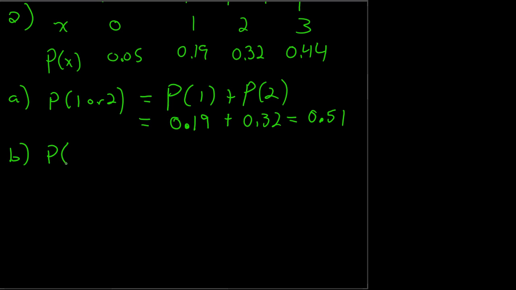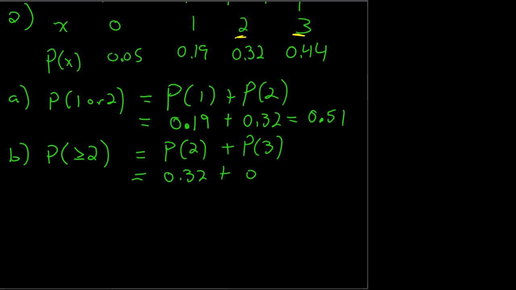Now the second question asks the probability of selecting a household that has 2 or more, so that the probability is greater than or equal to 2. Well, if I look up here, the only probabilities I have that are greater than or equal to 2 are these two probabilities, 2 and 3. So for this, I want to add the probability of 2 and the probability of 3. That will give me the chance of selecting either of these. And so the probability of 2 is 0.32, and the probability of 3 is 0.44. And when I put them together, I get 0.76.